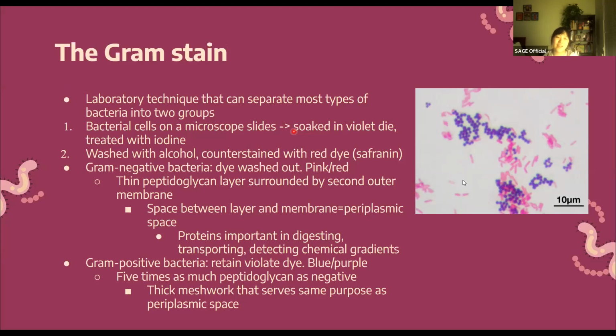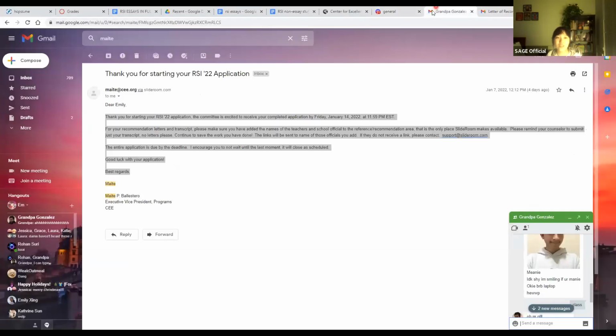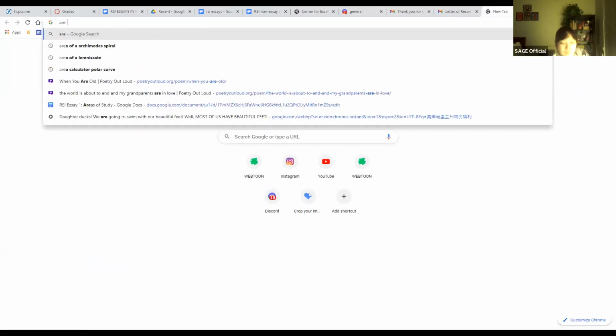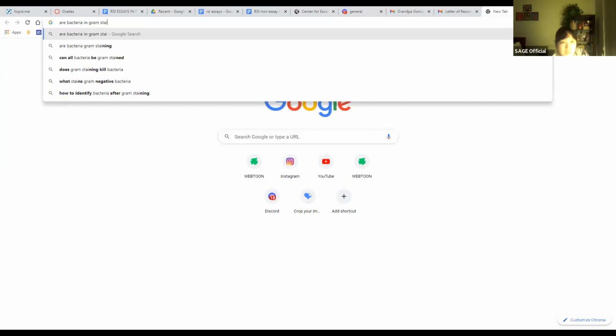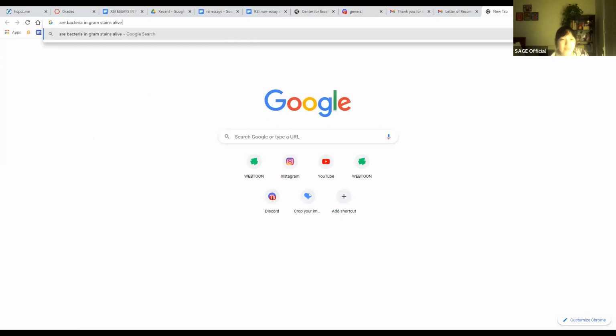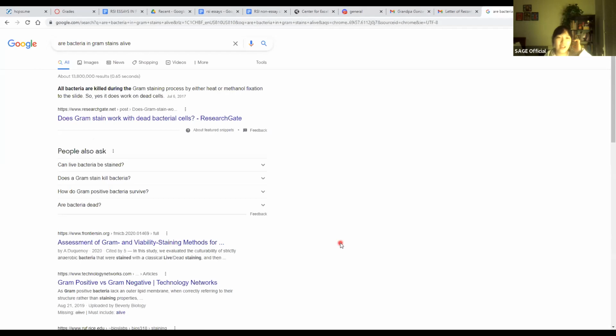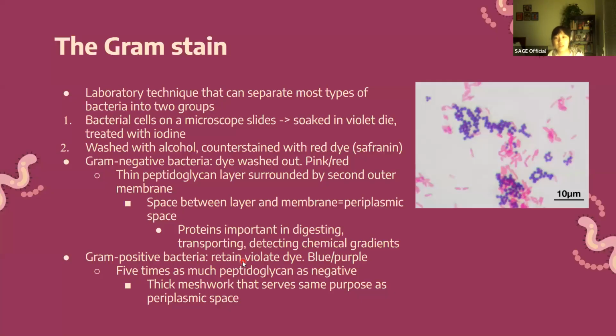I want to say because they've died so many times that they probably aren't alive, but let me actually Google this right now. Are bacteria in gram stain alive? Yeah. Okay. So all bacteria are killed during the gram stain because of the heat and the chemicals. So they are not alive.